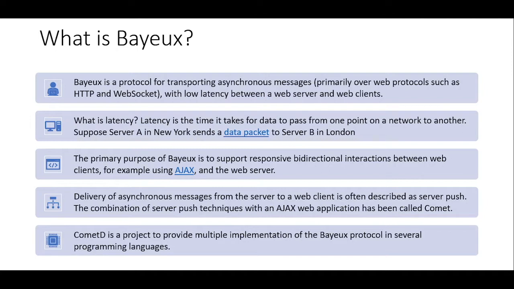So the primary purpose of Bayeux is to support responsive bidirectional interaction between web clients, for example using AJAX, and the web server. So it says their purpose is to use AJAX when we talk between web clients and the server. AJAX means asynchronous JavaScript. In a web page, if we consider the web page as multiple components, when we open any web page, it's not just one component which we see. It's the combination of a lot of components.